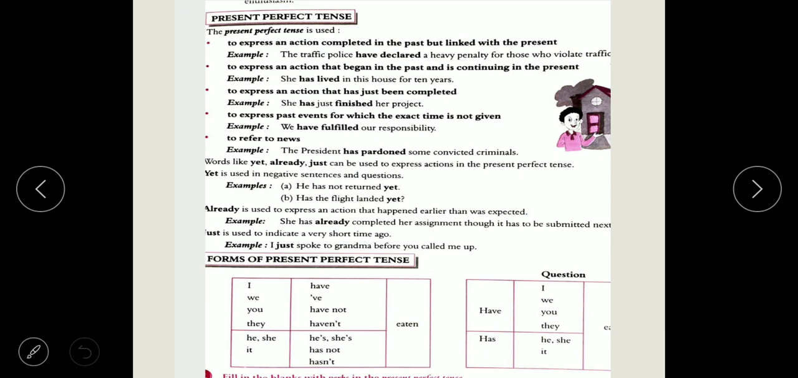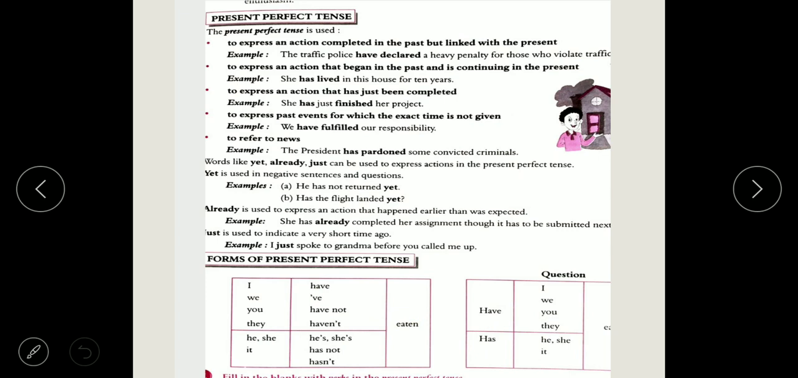To express a past event for which the exact time is not given: we have fulfilled our responsibility. To refer to news: the president has pardoned some convicted criminals.